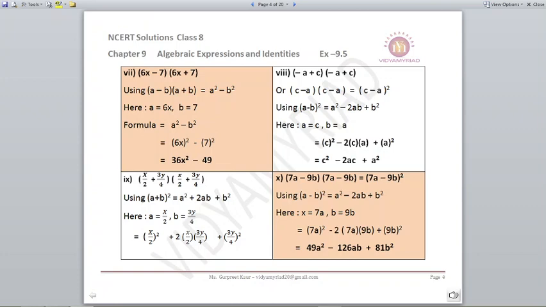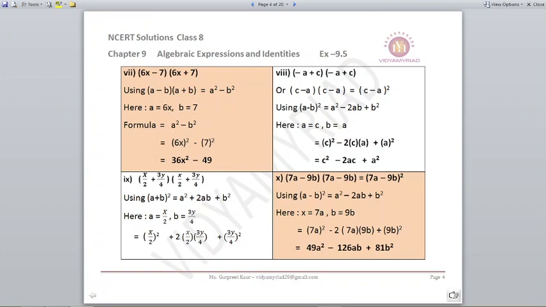Next, (-a + c)(-a + c). So I will try to keep minus in the center, so I can rewrite it as (c - a)(c - a). Both the terms are same. It means this is (c - a) the whole square. So the formula applied here is (a - b) the whole square, which is a square - 2ab + b square. Now a here is c and b here is a. So it becomes c square - 2 into c into a + a square. So final answer is c square - 2ac + a square.